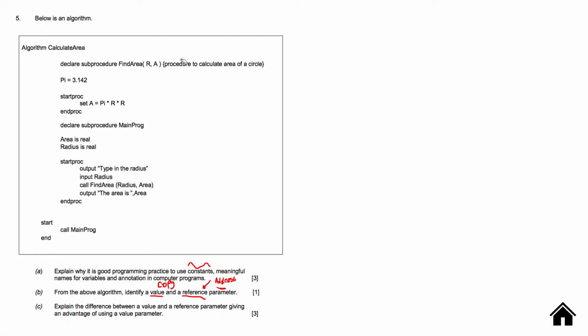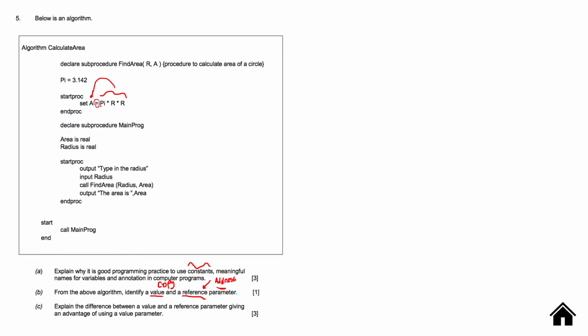So if I just get rid of these so we can see a bit clearer. Here, pi, it's not being used there. Start procedure, not being used there. Set A equals pi multiplied by R multiplied by R. Now A is being used here. And what's happening is it's being assigned a value. So what's happening there is we're taking the result of this calculation and putting it inside the A variable. So we're actually changing the A variable there.